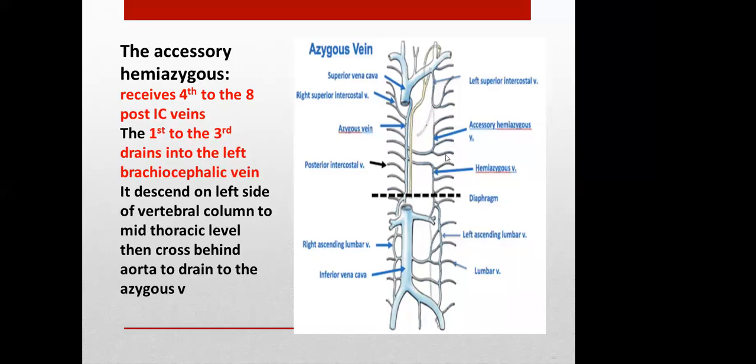The accessory hemiazygous, this one, receives the fourth till the eighth posterior intercostal veins, while the first three drain to the left brachiocephalic vein.